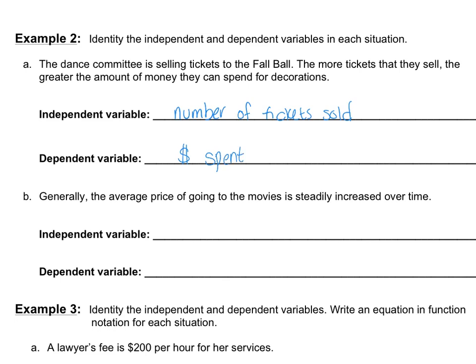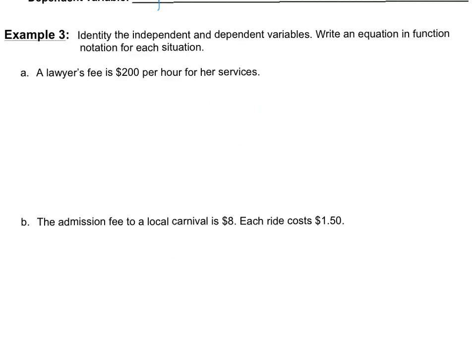Okay, example B, it says generally the average price of going to the movies has steadily increased over time. So does the time depend on the price of the movie, or does the price of the movie depend on the time? And since it's the price of the movie depending on the time, we'll write time as our independent variable and the price of the movie as our dependent variable.